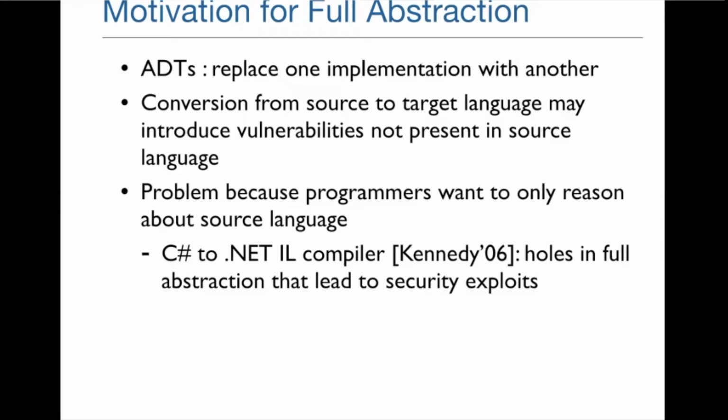However, when we convert from the source language, that is Java or C#, to some other target language, the issue is this may actually introduce vulnerabilities that are not present in the source language. This is a huge problem because programmers want to only reason about the source language, the language they're actually coding in, and not some other language that it ends up getting translated to. And many people have found security exploits as a result of these translations. For example, in 2006, Kennedy found that translation from C# to .NET produced holes in abstraction that led to security exploits. However, with full abstraction, we don't have to worry about this.